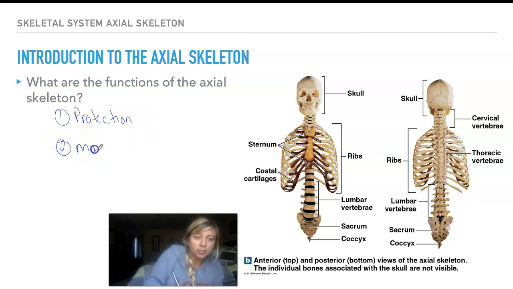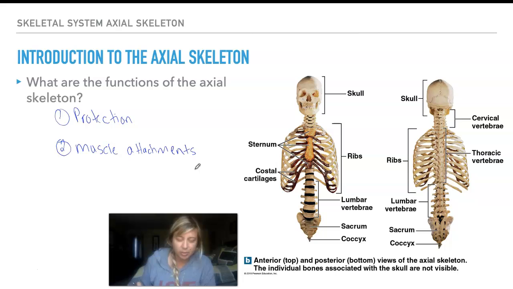And then the second big function is their role in muscle attachment. Our bones have surfaces on them that play an important role in muscle attachment. A lot of the muscles of the head and neck and trunk attach to the axial skeleton. We also have muscles that are responsible for breathing that attach to the axial skeleton, and also muscles that stabilize the bones of the appendicular skeleton. All have attachment points on places in our axial skeleton.